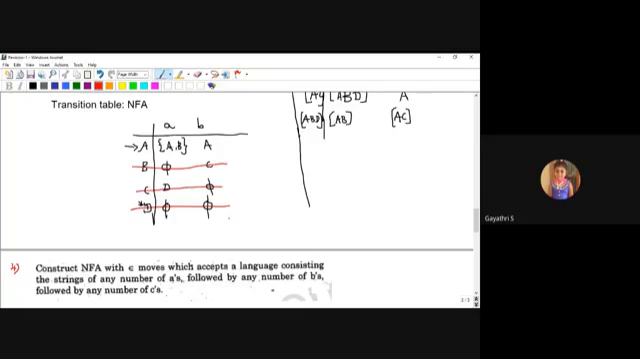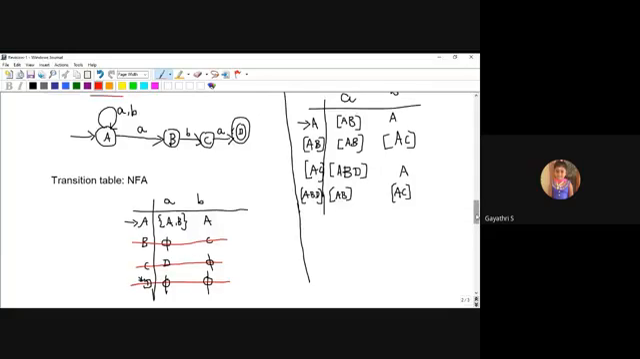Okay, so I will remove these steps. If you are adding this B, C, D in your subset construction, this is again unnecessary, so you have to remove all these things B, C, D.